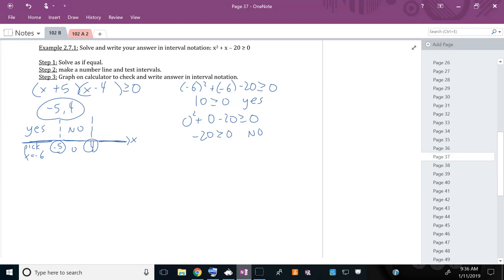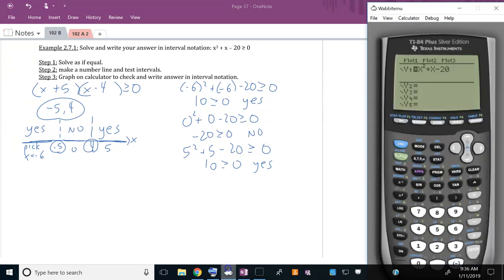Finally, I need a number greater than 4. Let's try 5. So once again, let's plug that in and see what we get. I get 30 minus 20, which is 10. And so yes, that is greater than or equal to 0. So it looks like I want those two outer intervals.